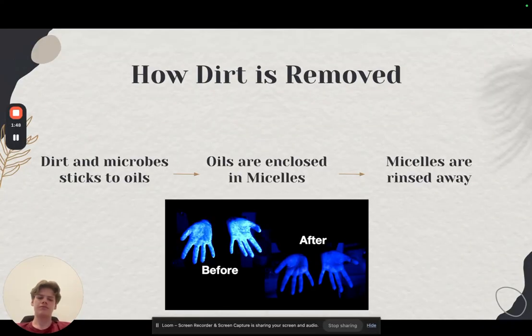But what about dirt? Dirt and microbes often attach to oils on the skin, and when the soap forms micelles around the oils, the contaminants become enclosed inside along with the oils. These micelles remain suspended in the water, as explained on the last slide. And when you rinse your hands, these micelles carrying the trapped dirt and the microbes are washed away physically along with the oils.